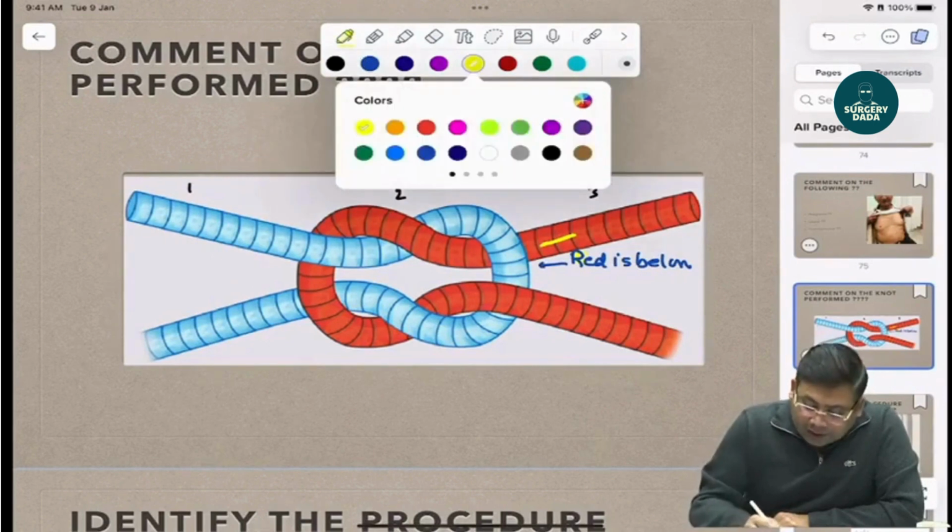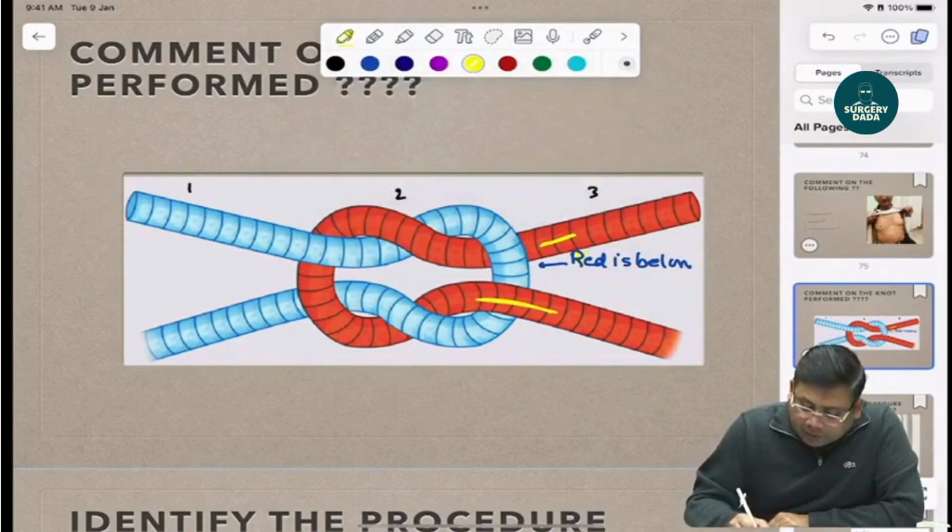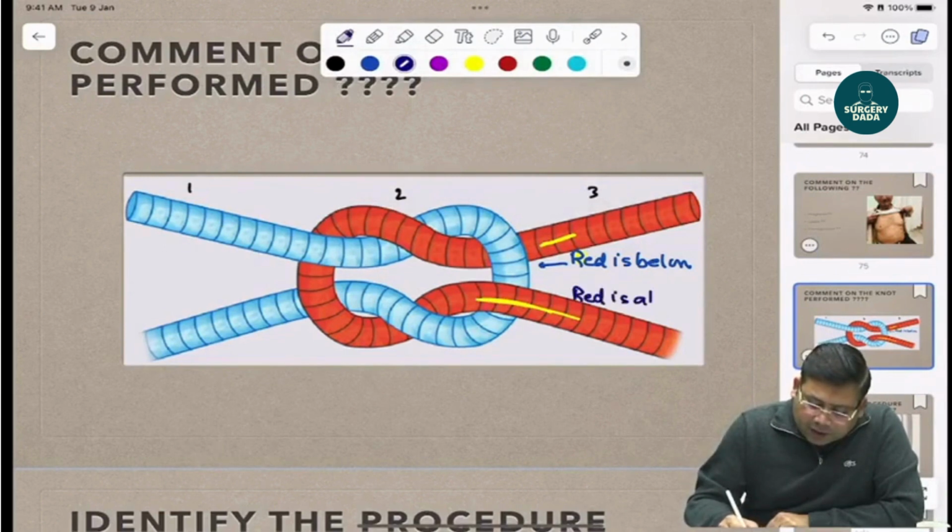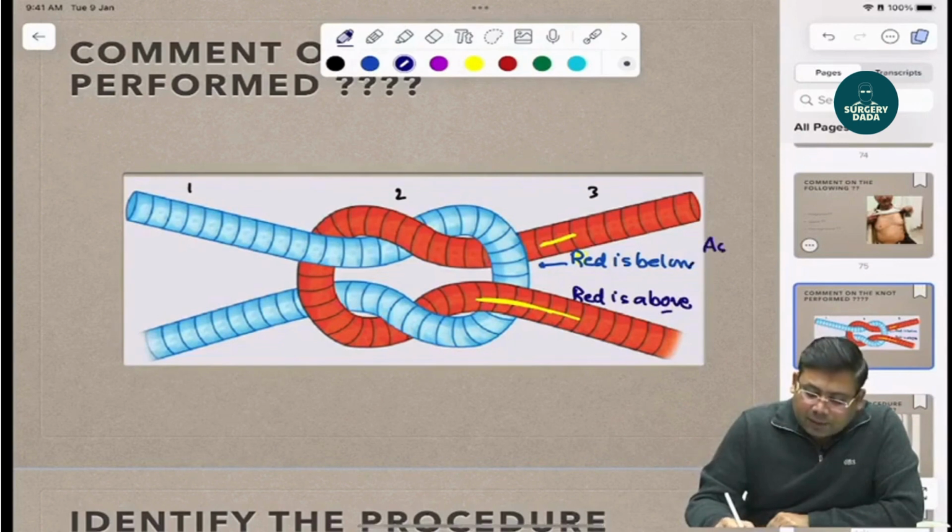And on this side, the red is above the blue. So the red is above on this side and red was below on this side. So this is an asymmetrical knot configuration, and therefore this will be a what? A granny's knot. This is very important.